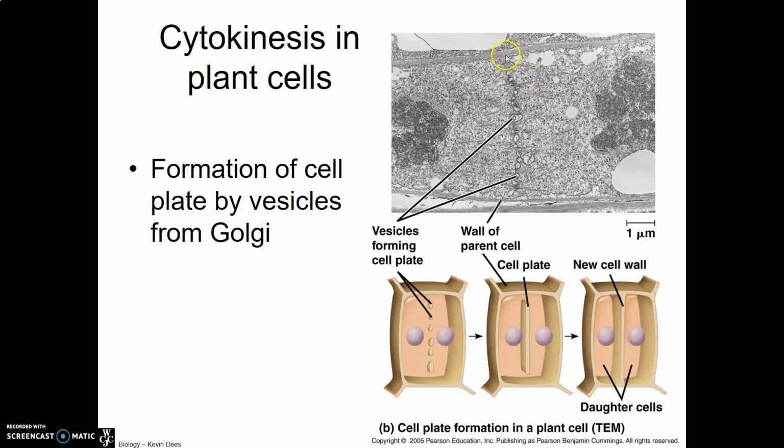And here we can see this transmission electron microscope image showing the same thing. We can see these vesicles forming the cell plate here during telophase, showing us how cytokinesis occurs in these plant cells.